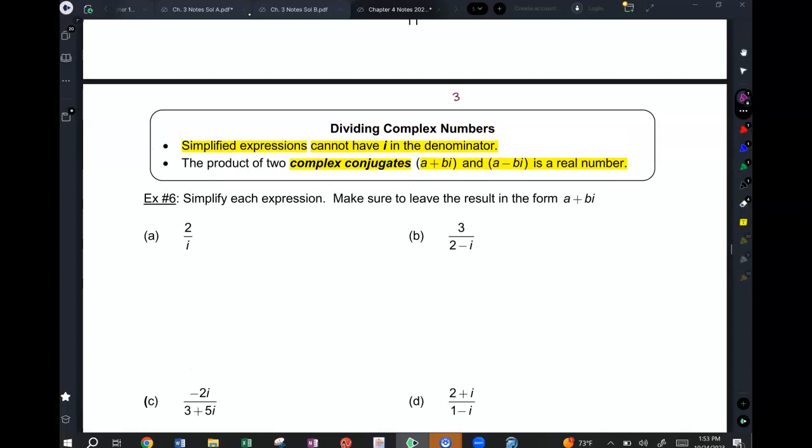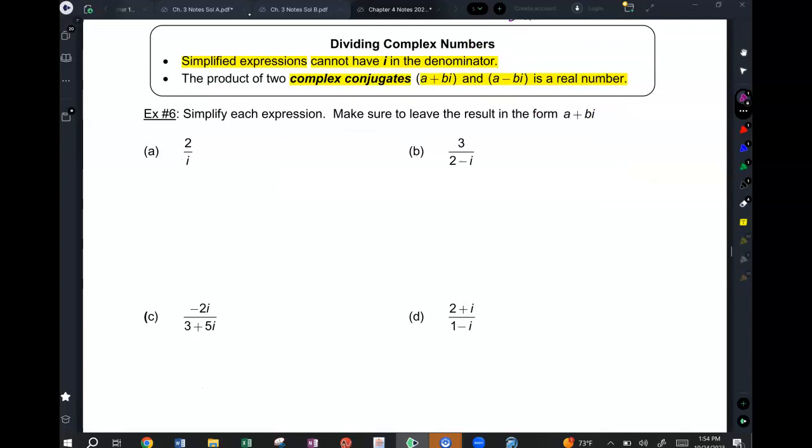So if I have 3 plus 2i, what would the conjugate be? 3 minus 2i. Now, if I had negative 4i, what would the complex conjugate be? Correct. Okay, so now, if you multiply a number with its conjugate, the product will always be a real number, provided that you did it correctly. Okay, so let's simplify these.